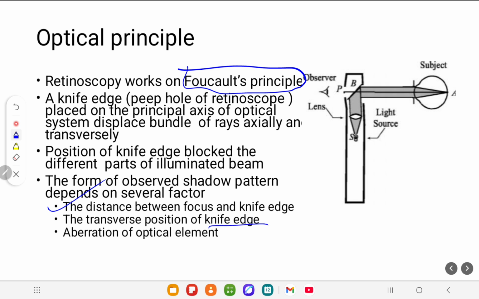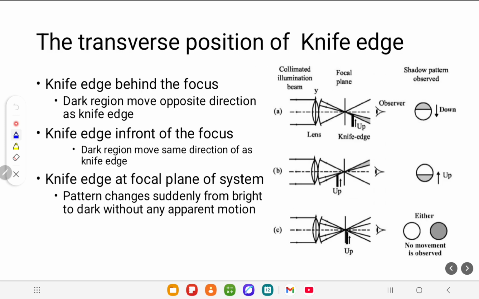I think you may feel a little confused here, but let me explain with a picture. In this case, you'll see a different thing. What happens if the knife edge lies at the focus, in front of the focus, or behind the focus? See, the focal plane is shown by the line. This is the focal plane, and the light is sent collimated. This is the collimated light, and this is just a simple focal plane.